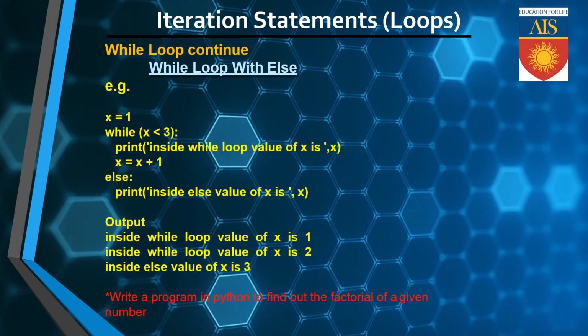Now the next option is what, that is iteration statement or loop. So while loop will continue: x equal 1, while x less than 3, print inside while loop value of x is x, and x will be x equal x plus 1, else print inside else value of x is x. Here you can see the output: inside while loop value of x is 1, inside while loop value of x is 2, so inside else value of x is 3. So this way user can be able to use the while loop with else option.